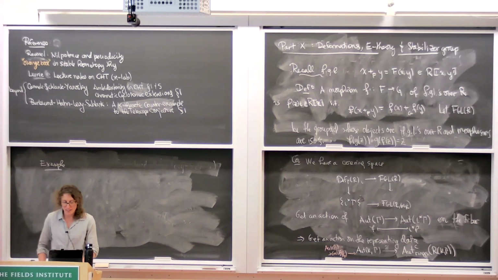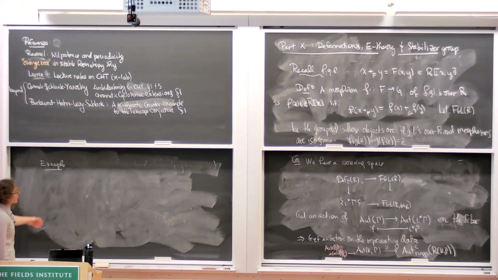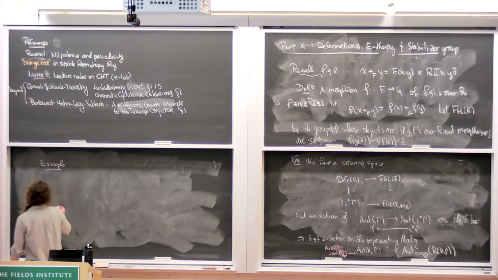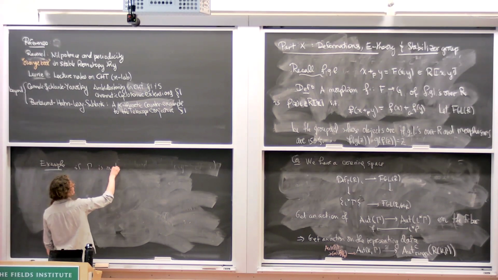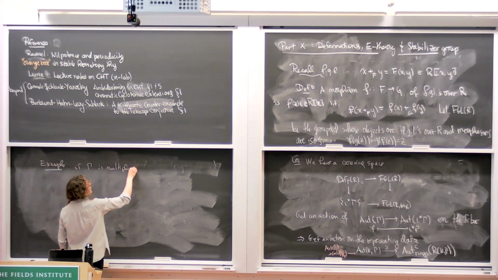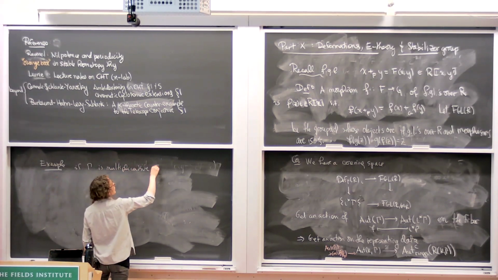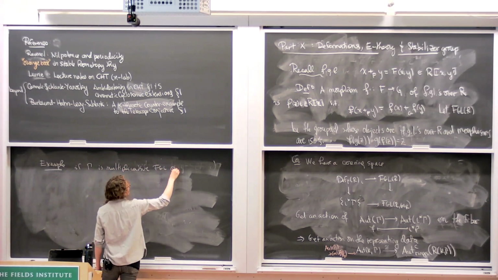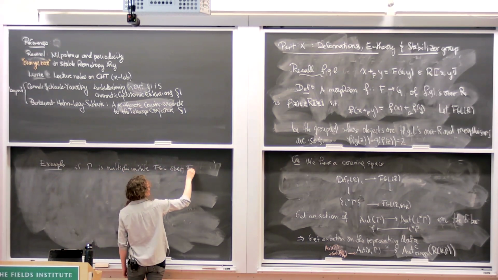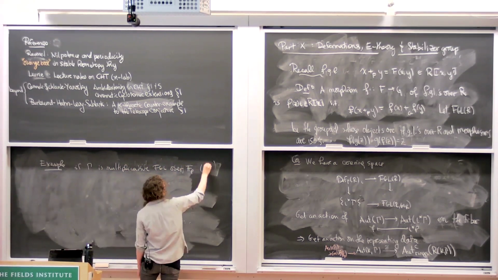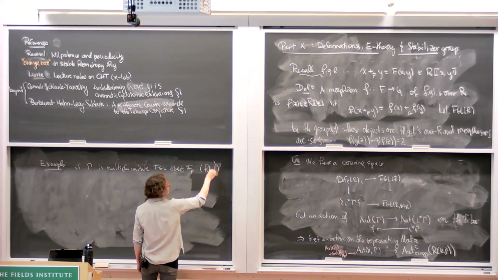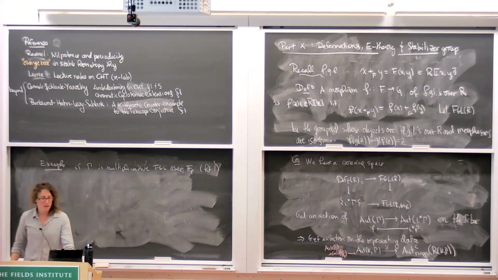So let's see. We're going to talk about examples of this picture. So we're going to take, if gamma is the multiplicative formal group law, and then let's take it over F_p. Remember, this has height 1.